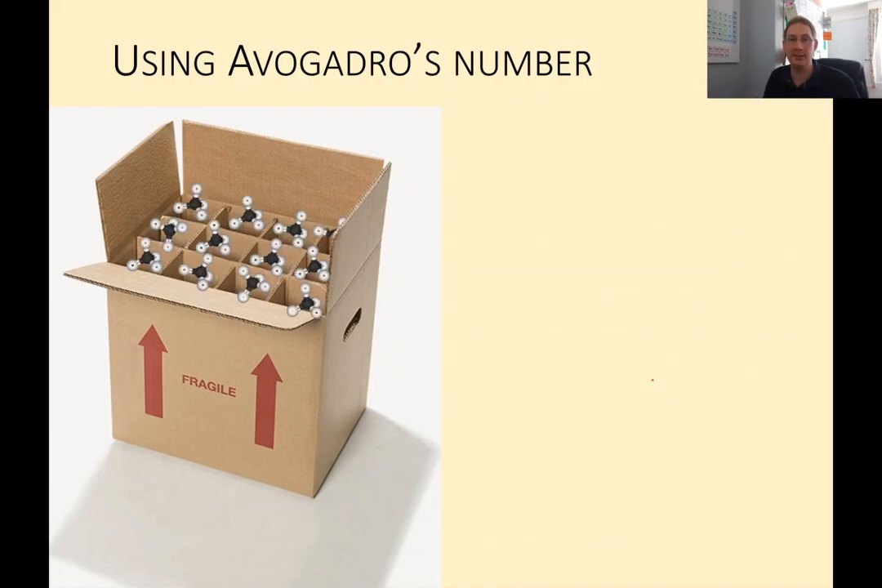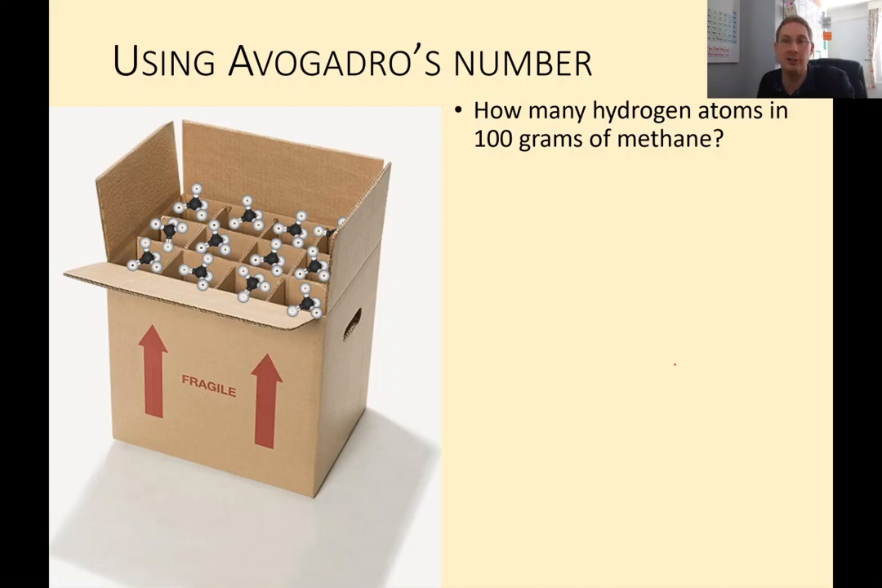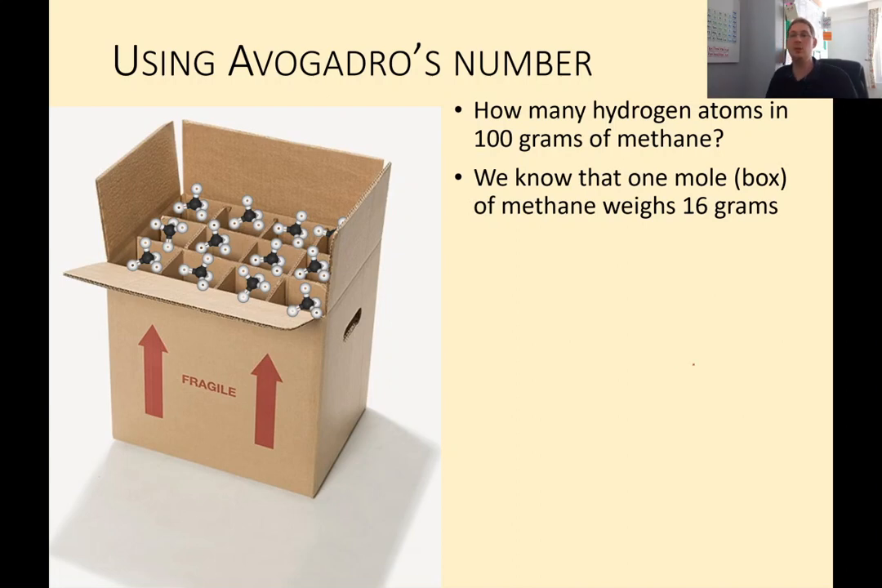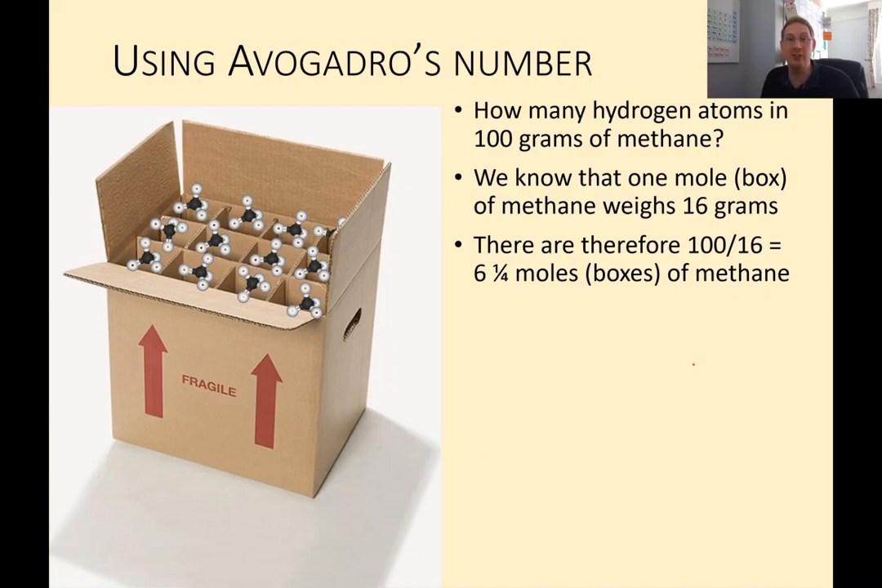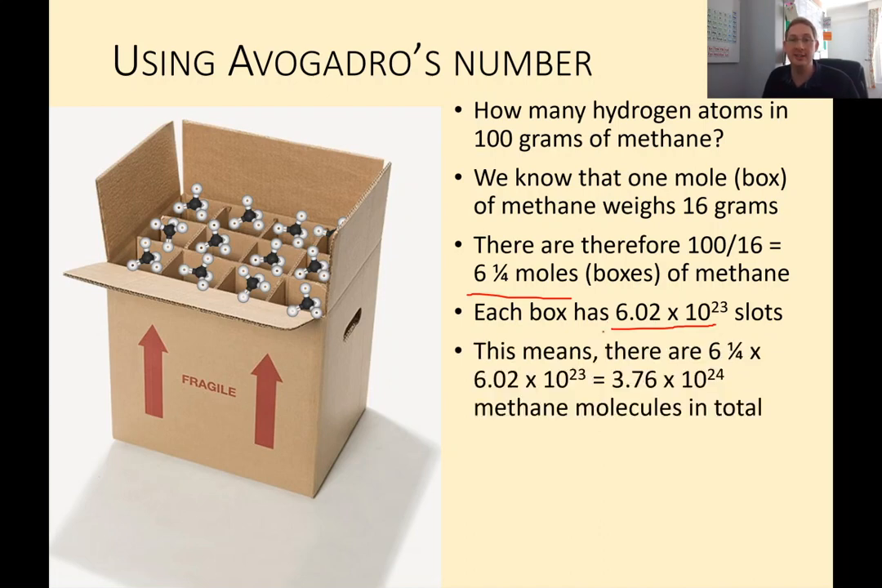As another example, let's say we're asked how many hydrogen atoms there are in 100 grams of methane. Have a think, pause the video, restart when you have an answer. Okay, well, we know that 1 mole of methane is 16 grams. So we've got 6 1/4 moles of methane. And again, I suspect the vast majority of you were absolutely fine with that. Again, Avogadro's number: each mole contains 6.02 times 10 to the 23 particles. So we know the number of methane molecules.